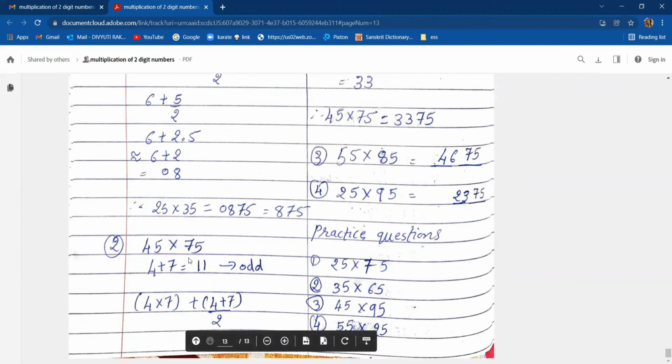So friends, these are the methods for multiplying two-digit numbers as per my knowledge. If you have any more method to solve these questions in a simpler way, please share it so that other students can also get the benefit of it.